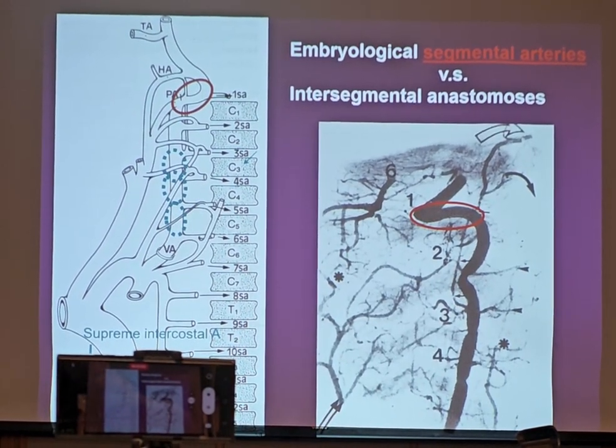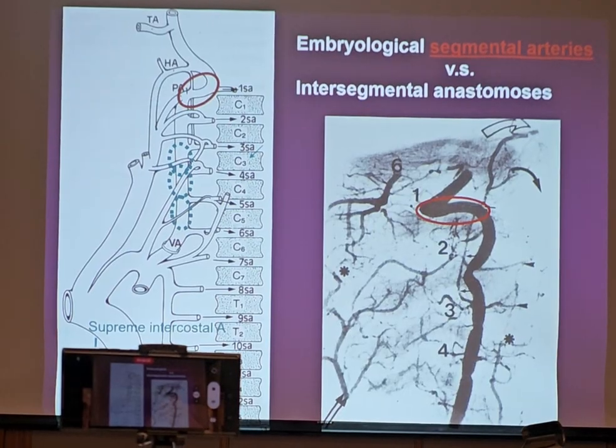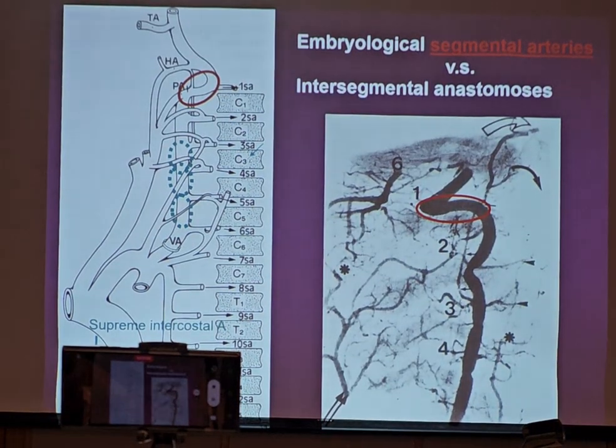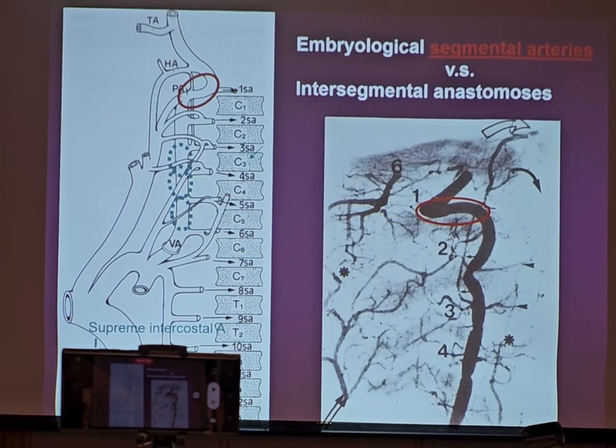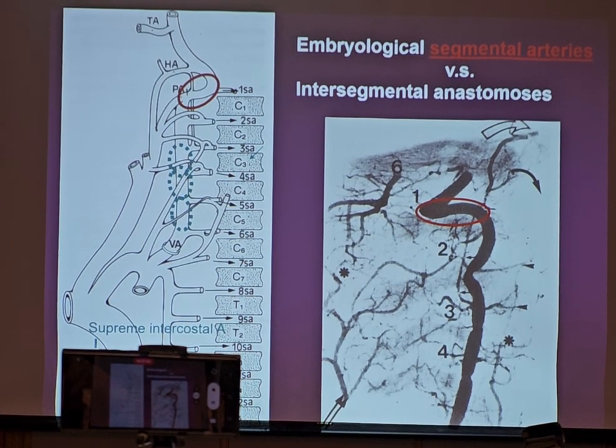Let's be clear about which part is the real segmental artery. As we know, in embryology, all the segmental arteries are equally important, but later on there are more good intersegmental anastomoses that finally become the vertebral artery.